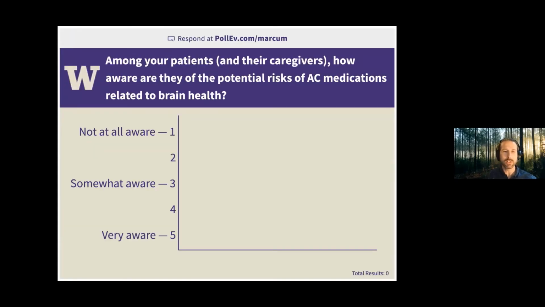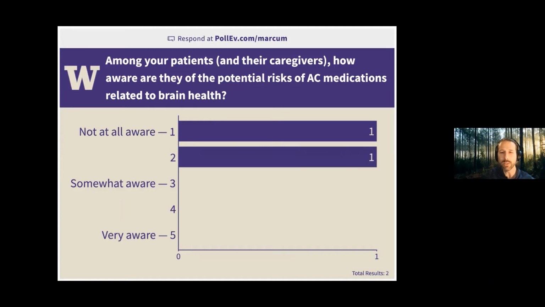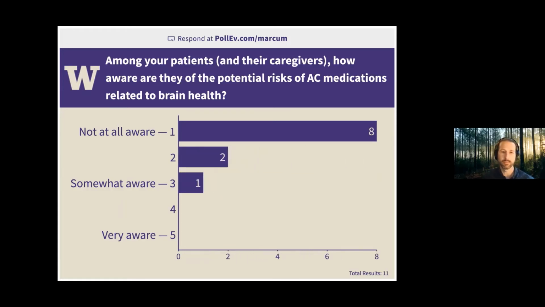So now let's hop back over to Poll Everywhere. And for those of you who are providing clinical care, you can think about this in terms of your patients and their caregivers. If you're not providing clinical care, you could think about it in terms of your family members or members of the lay public. How aware do you think people are of the potential risks of these meds as they relate to brain health? Okay, so it looks like we've got a distribution toward the not very aware, which is consistent with our survey results.